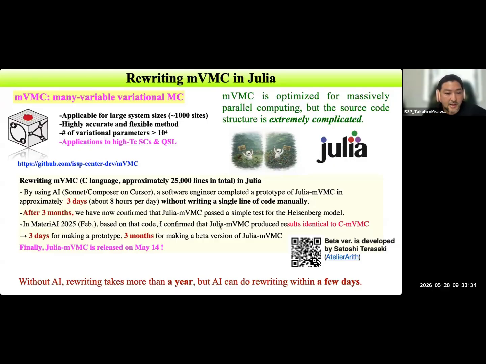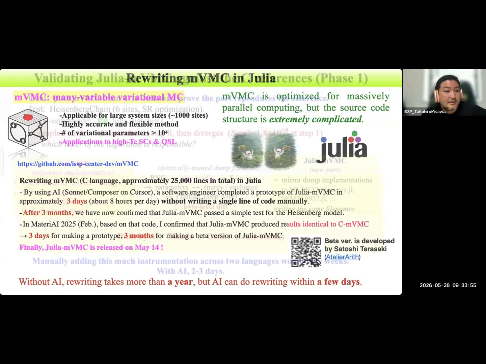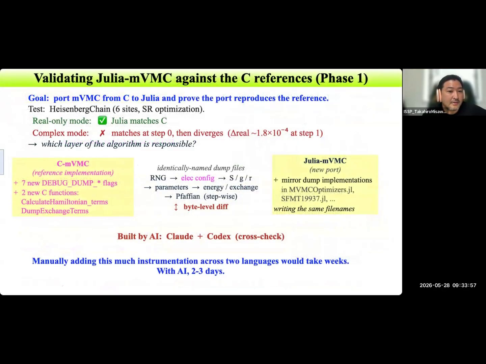I have confirmed that Julia mVMC produces a result that is identical to the original C mVMC. And finally, I released Julia mVMC this May. It is available in this GitHub repository. If you are interested, please take a look at this repository. And from now, I explain how to confirm the validity of Julia mVMC by using AI coding.